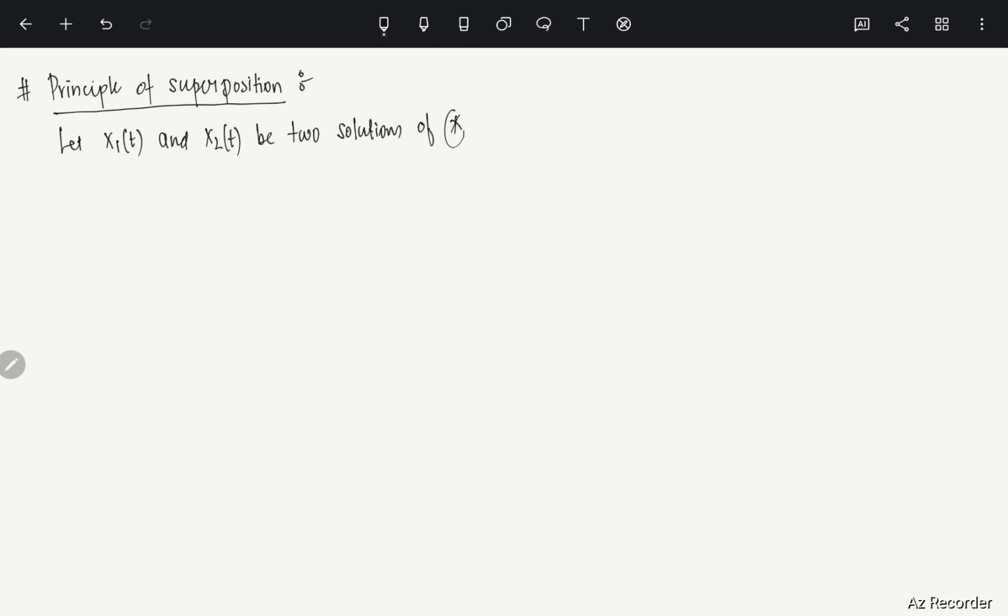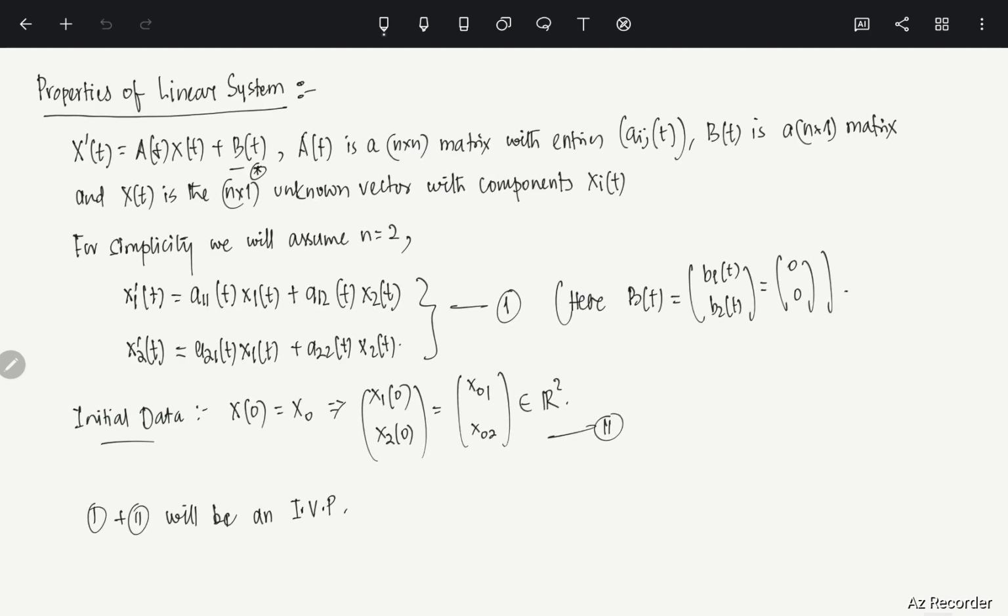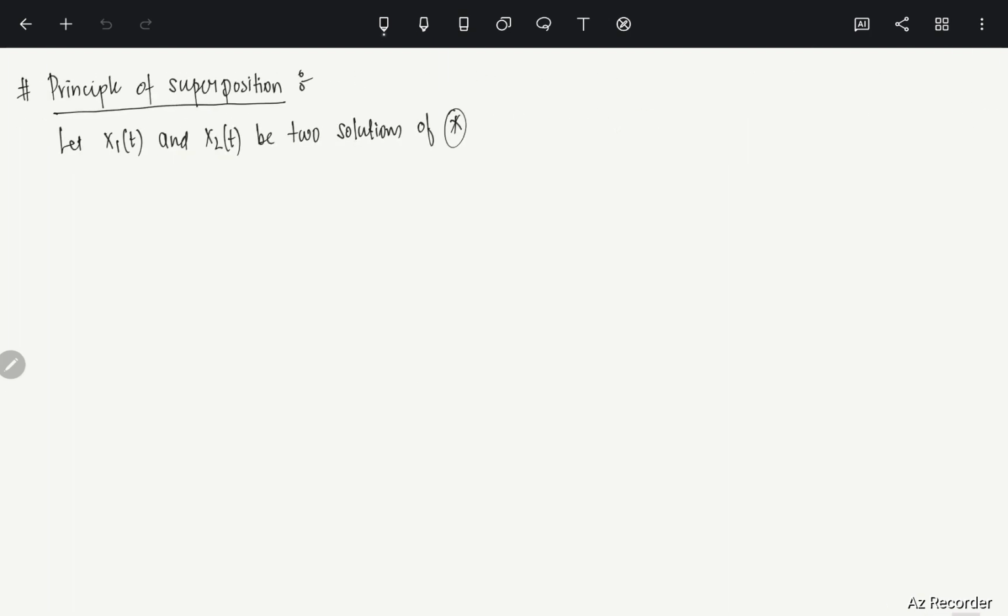So I am starting out with this equation, star, the first equation. If they are the two solutions, now let's look at this and see what happens. X1 prime of t is nothing but A of t, X1 of t plus b of t, right?